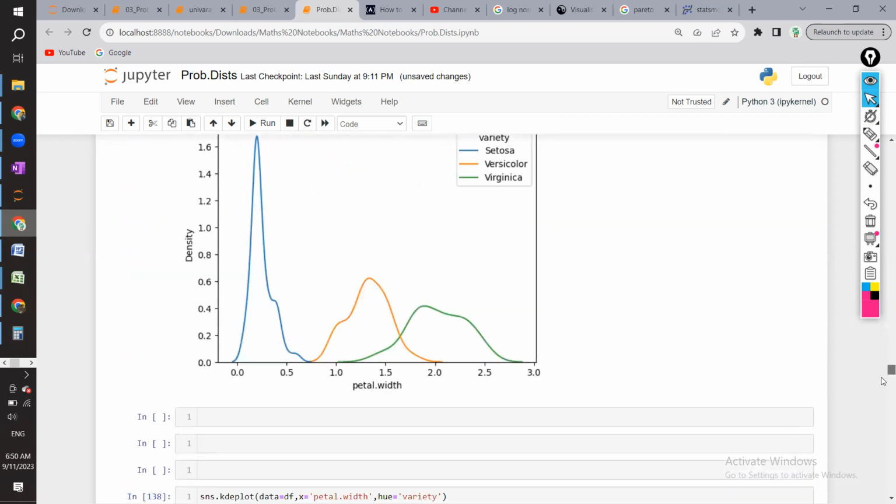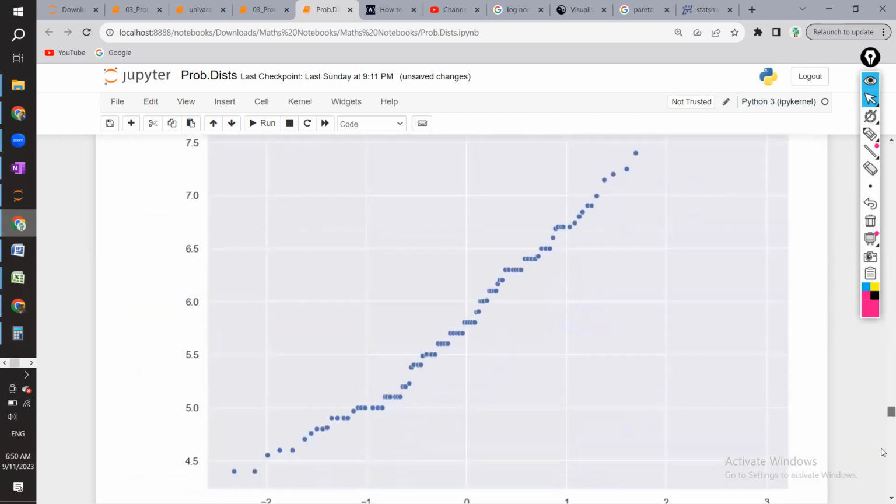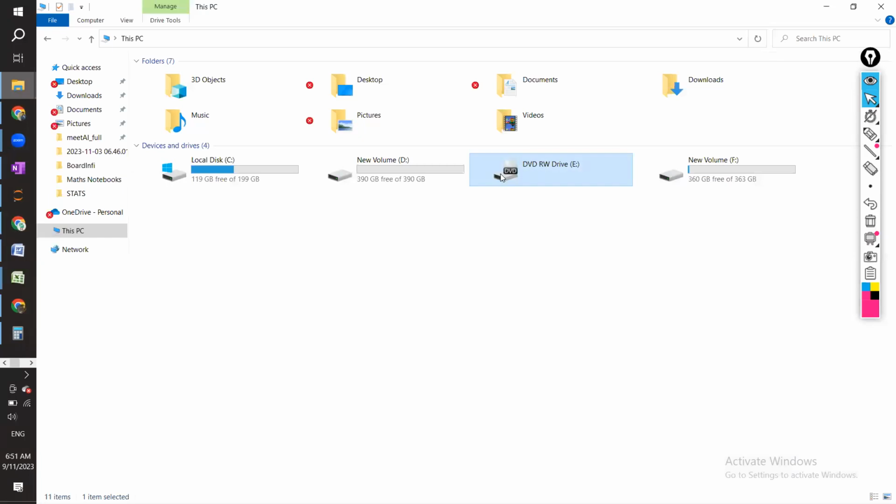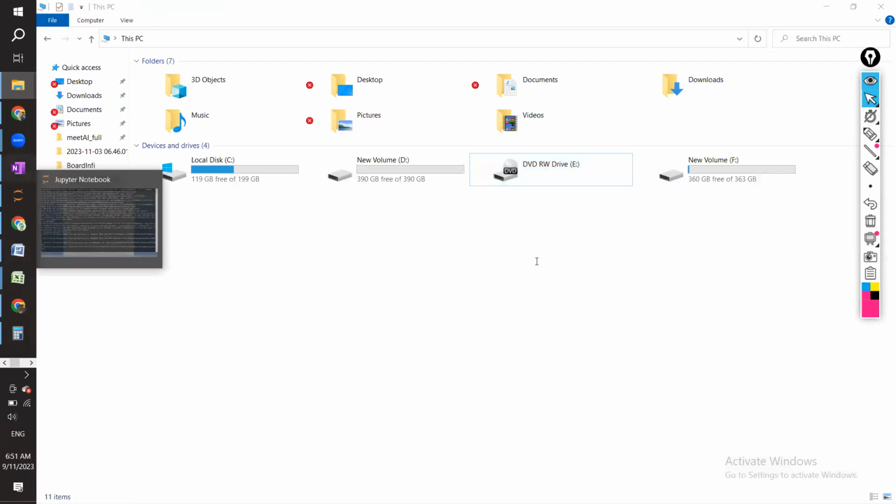So now coming to KDE. Okay, just give me a second. Okay, fine. So now coming back.